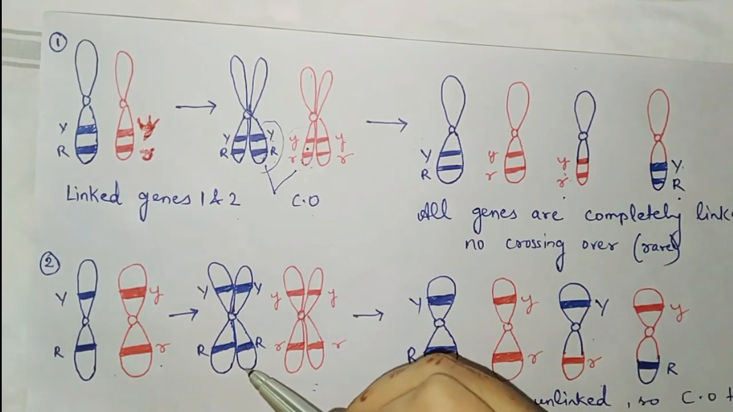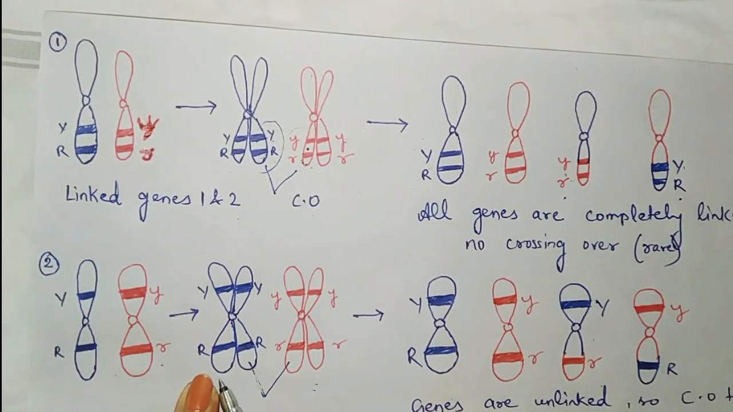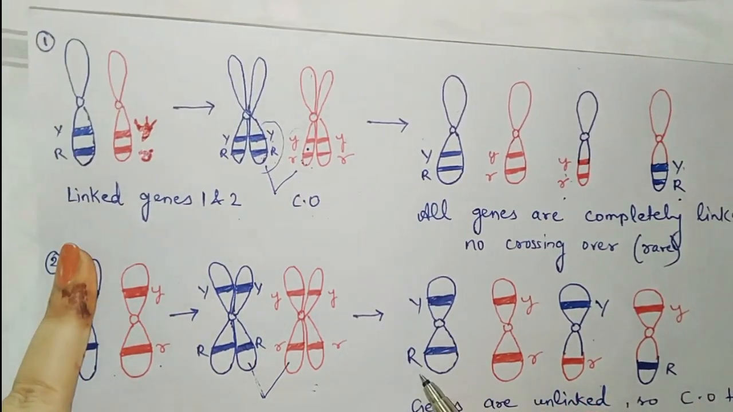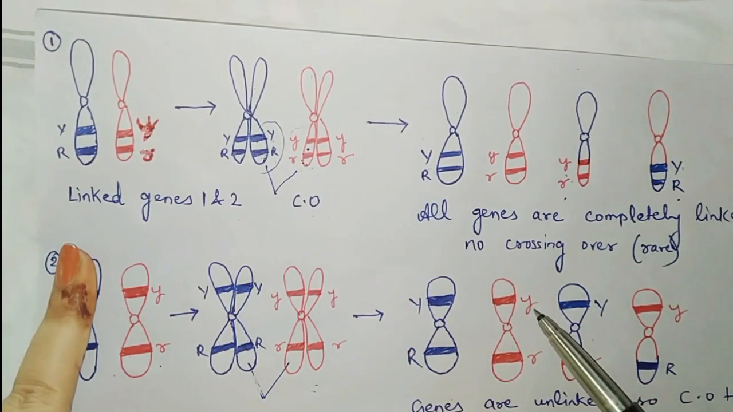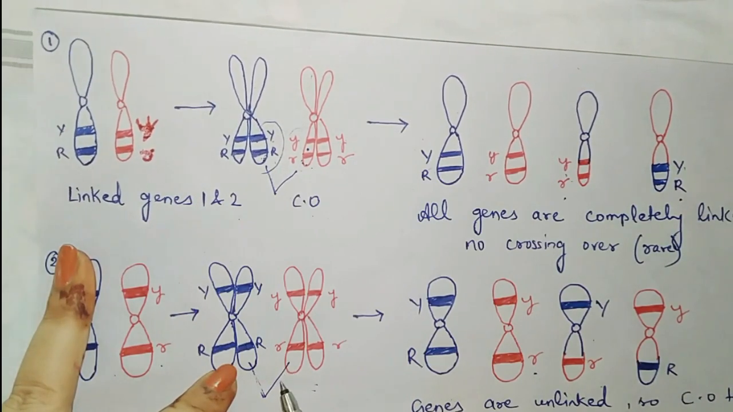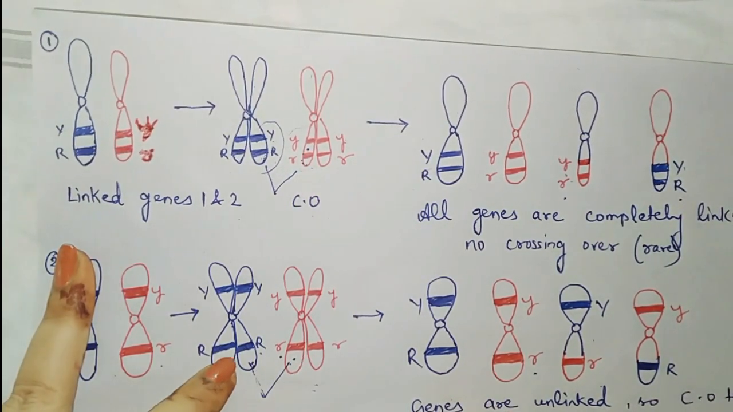Crossing over has taken place between these two non-sister chromatids. This chromatid remains unchanged. Therefore, the allelic combination is the same, capital Y and capital R. This fourth chromatid is also unchanged with the allelic combination small y, small r. But these two chromatids have different allelic combinations. Due to crossing over, the capital R and small r have changed their location in terms of chromatids.